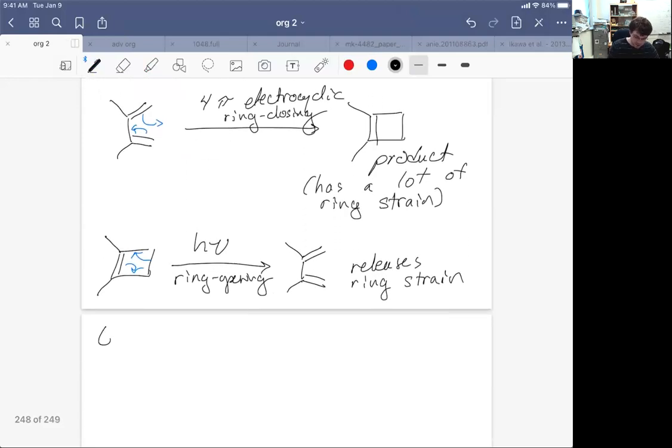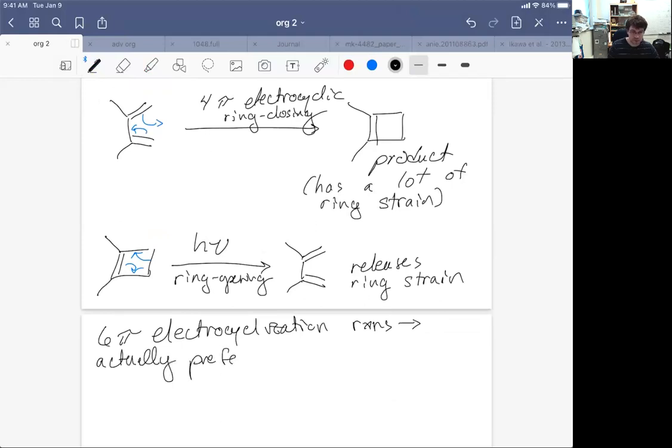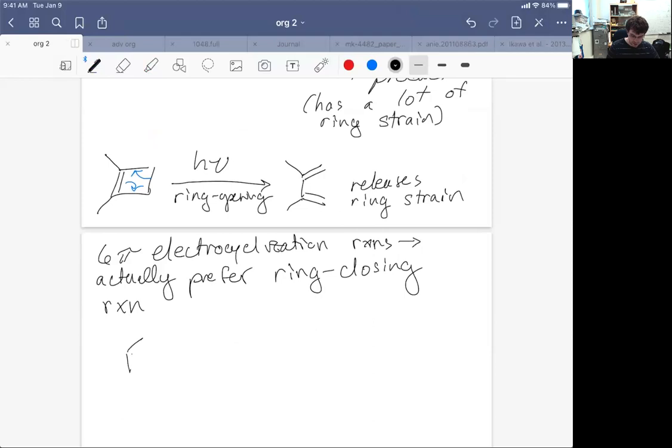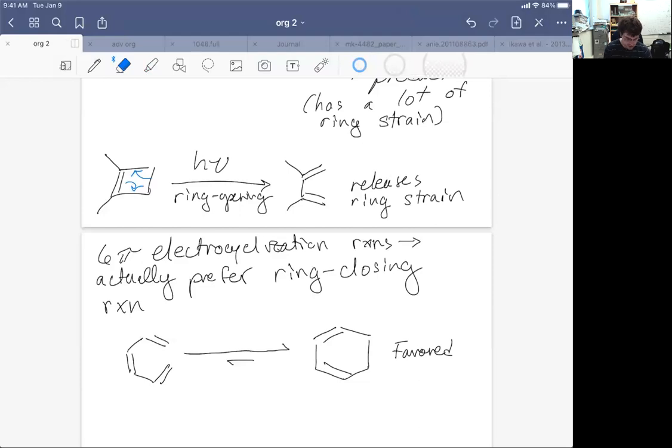Okay, so the takeaway here is that with 6-pi electrocyclization reactions, the ones that we started with, these actually prefer, and I'm speaking generally here, there's always ways to kind of overcome this and go in the reverse direction, but these actually prefer the ring closing reactions, or the ring closed form. That is to say, if you've got your Z hexatriene, you're going to have equilibrium arrows that look like this. Because you form a 6-membered ring, you sacrifice the weaker energy of a pi bond for a stronger sigma bond, and you get favored formation of the product. So favored at equilibrium.